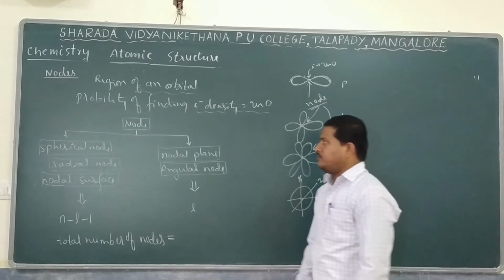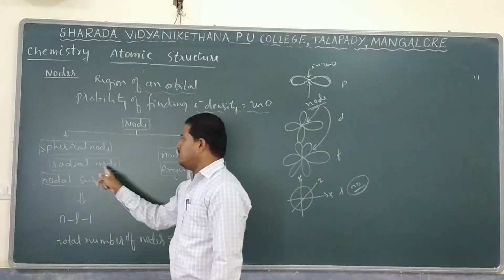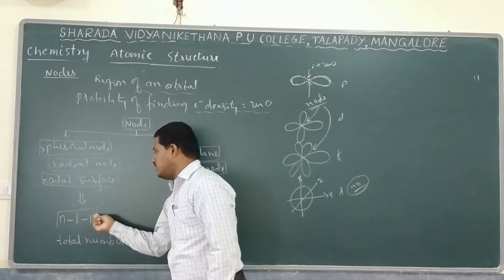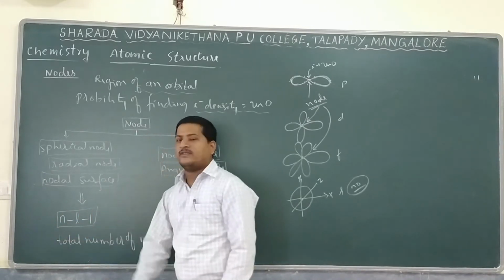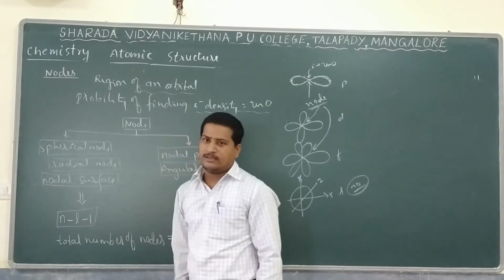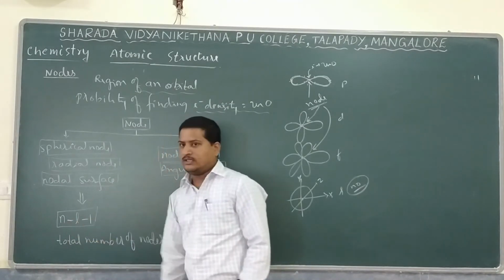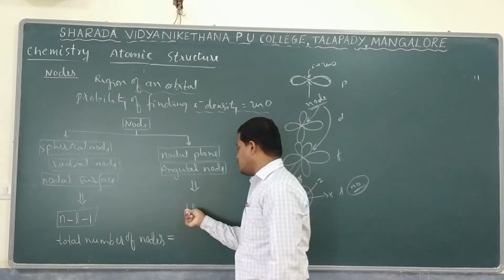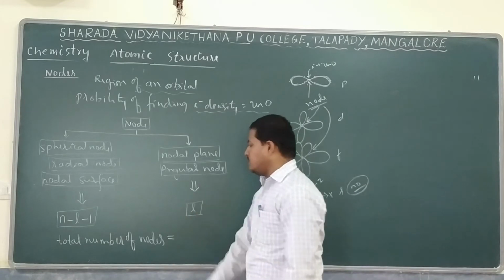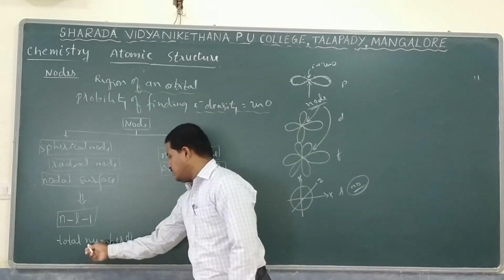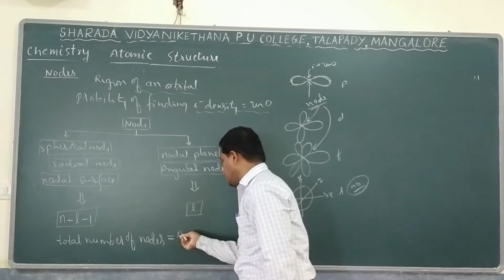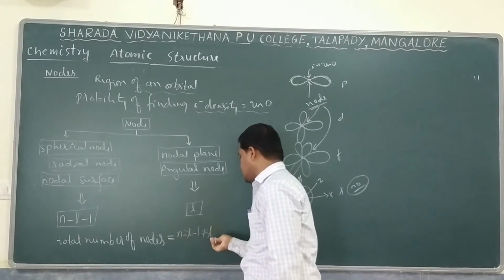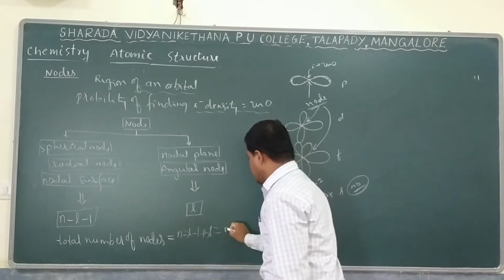And to find out the spherical node or a radial node or a nodal surface, we go with the simple formula. Number of spherical or radial nodes, or you can say nodal surfaces, equals n minus l minus 1. Whereas for nodal plane or an angular node, we go with the relation l. If I add these two, we get the total number of nodes, that is n minus l minus 1 plus l. So here minus l plus l cancels out, left with the value n minus 1.